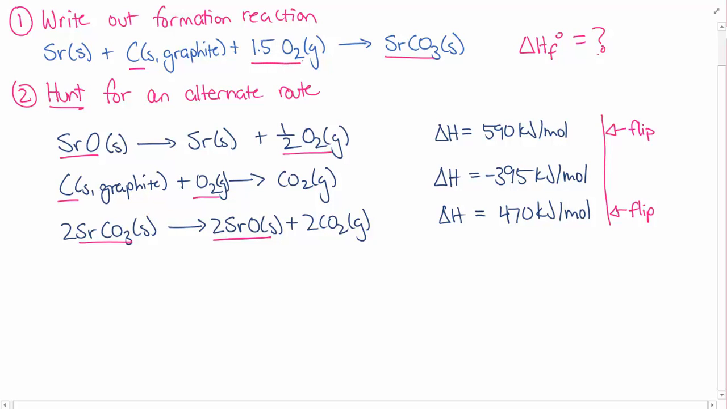The only other problem we have then is that this bottom reaction is making two SrCO3s, but we only want one in our overall reaction. So we're going to want to flip this and divide by 2. So let's write out our new route and see if it gets us to the right reaction. First we want to flip this top reaction, so I'm going to take this and put it over here.